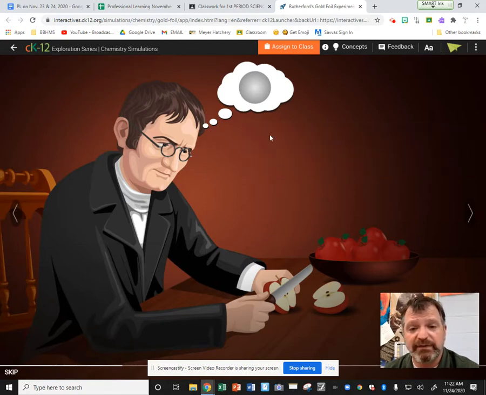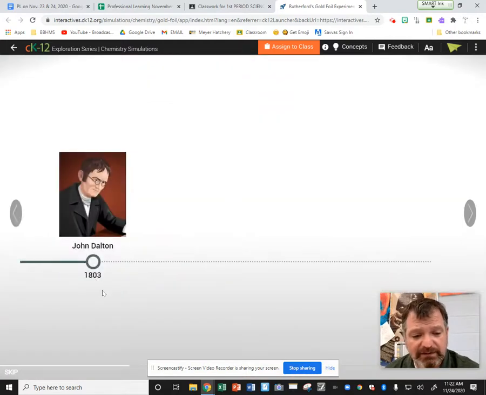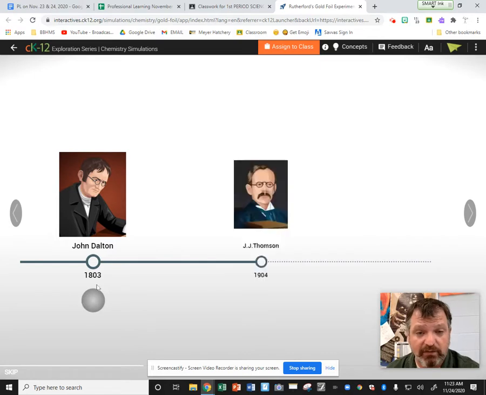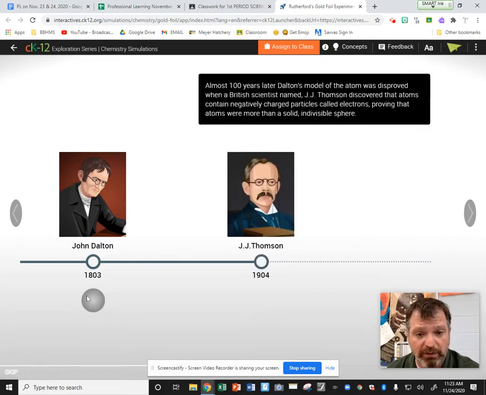So he was the first person to come up with this idea, and he was the first person to come up with an actual picture of what an atom was, or matter was, a solid spherical ball.